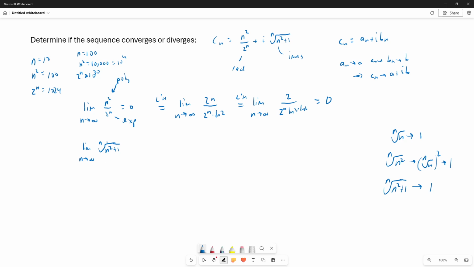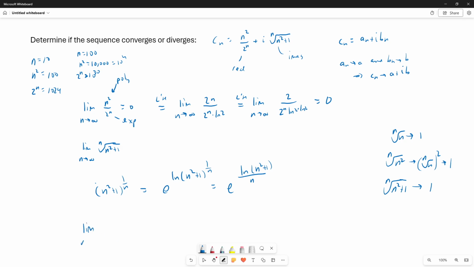Now, showing this one is a little bit complicated. We consider n squared plus 1 to the power 1 over n. And in order to use L'Hopital's rule, we have to rewrite this as e to the power log of n squared plus 1 to the power 1 over n. And then we can use a log property to bring down the 1 over n, so that it's e to the power log of n squared plus 1 times 1 over n, or over n. So we have to calculate this limit and then do e to that power.